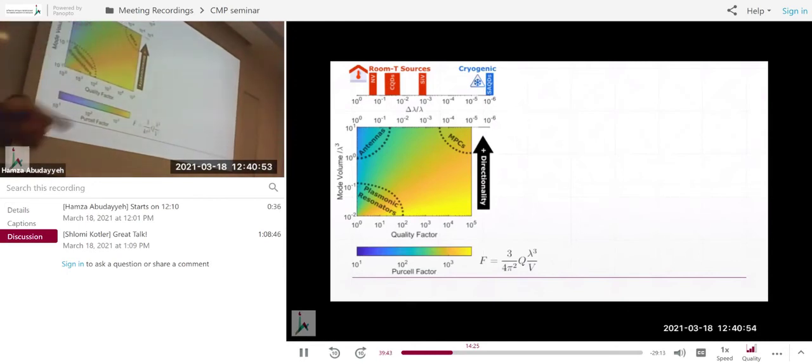Excellent question. For those on Zoom, the question was, if you increase the quality factor arbitrarily, eventually the photons will get stuck in the cavity, and the lifetime cannot be very short, right? And you heard my answer. Okay.